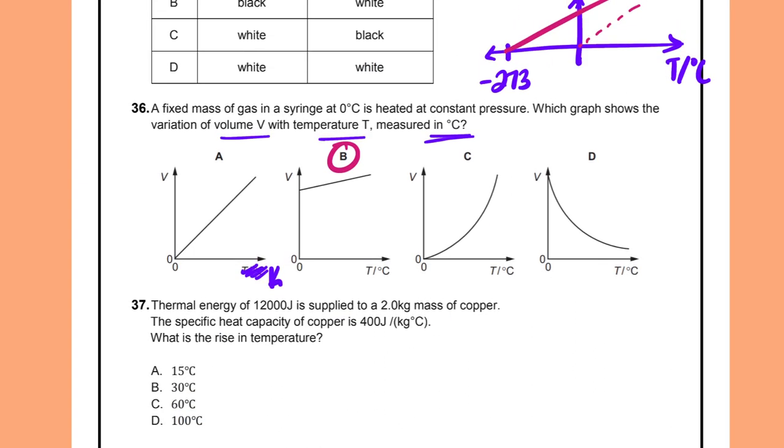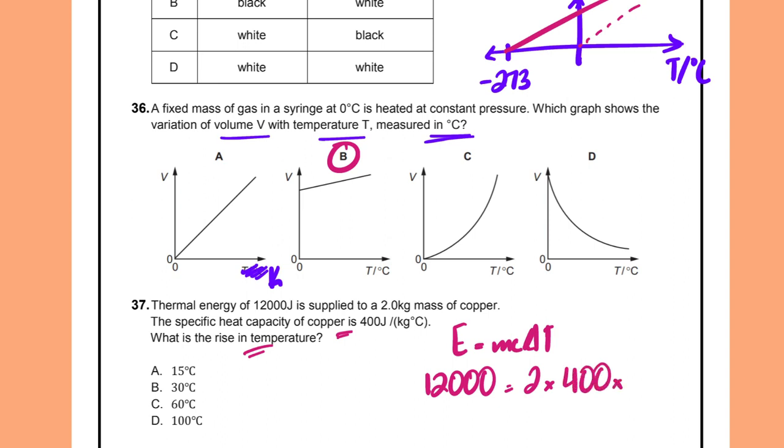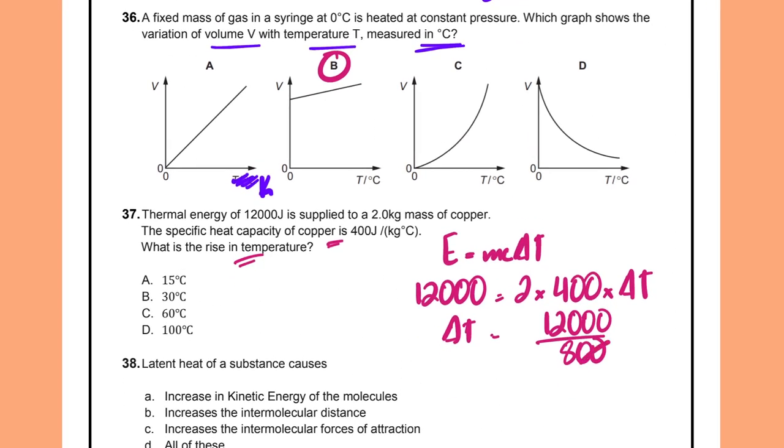Thermal energy of 12,000 joules is supplied to a 2 kg mass of copper. Specific heat capacity is given, and you are supposed to find the rise in temperature. So E equals mc delta T, 12,000 equals 2, c is 400, and you have delta T. So delta T is just 12,000 over 800. So yeah, 4, 2, 30, so 30 over 2, which is 15 degrees Celsius.